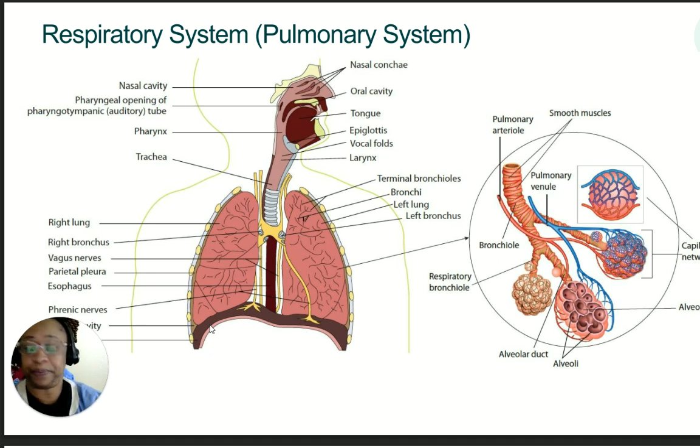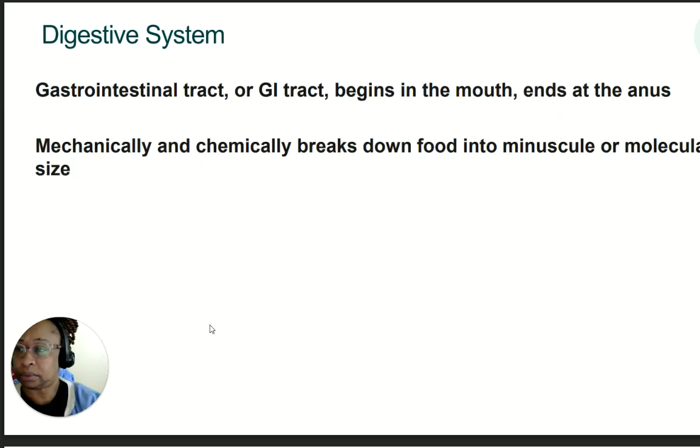Pretty cool, huh? Let's move on. The digestive system. The digestive system is part of the gastrointestinal tract, or the GI tract. It begins in the mouth and ends at the anus. It breaks down the food into minuscule, molecule-size pieces.